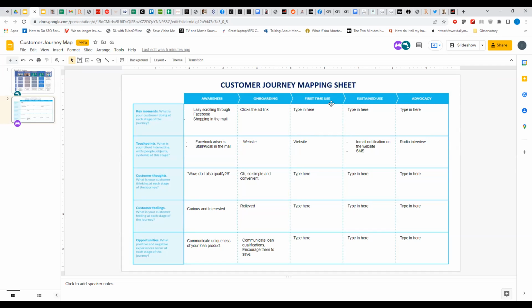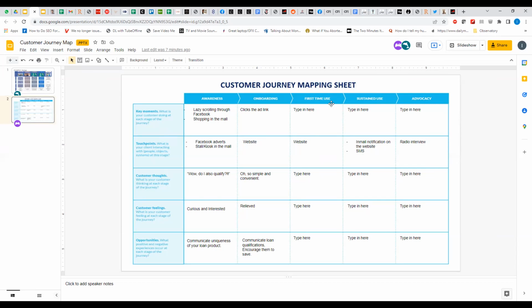Okay, Nadia, I think you have presented it very well. I can add that someone would want to know, on the awareness stage, when they see the Facebook advert or the stall or kiosk, what the thoughts of the customer are. Because of that advert or awareness, the customer will think, wow, do I also qualify for this loan?